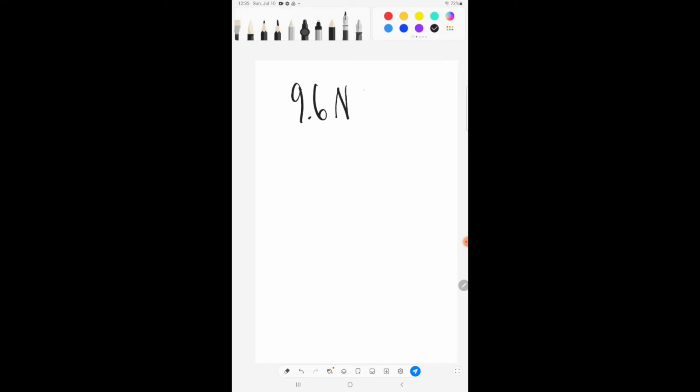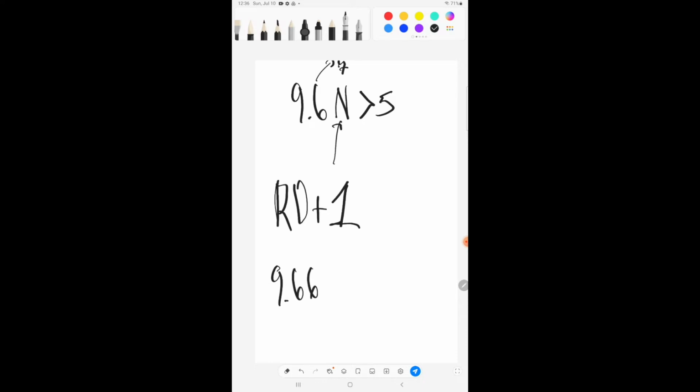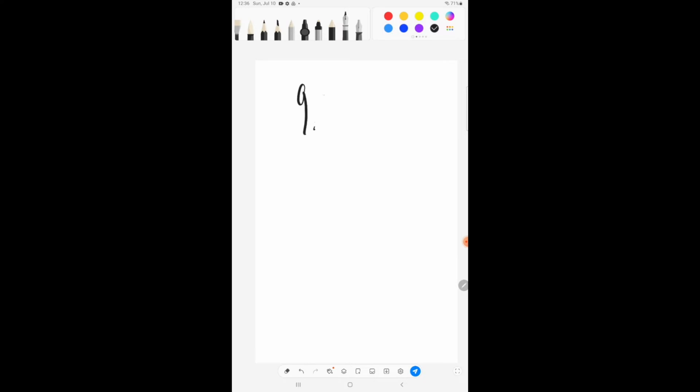Now let's say n is greater than 5. When n, the adjacent digit, is greater than 5, then we take the rounding digit, rd, and we add 1 to it. So in this case, 6 becomes a 7. So if I had 9.66, well, the adjacent digit is greater than 5, then the rounding digit becomes 7. We add 1, so it becomes 9.7. And we want two significant figures, right? So it's just 9.7.